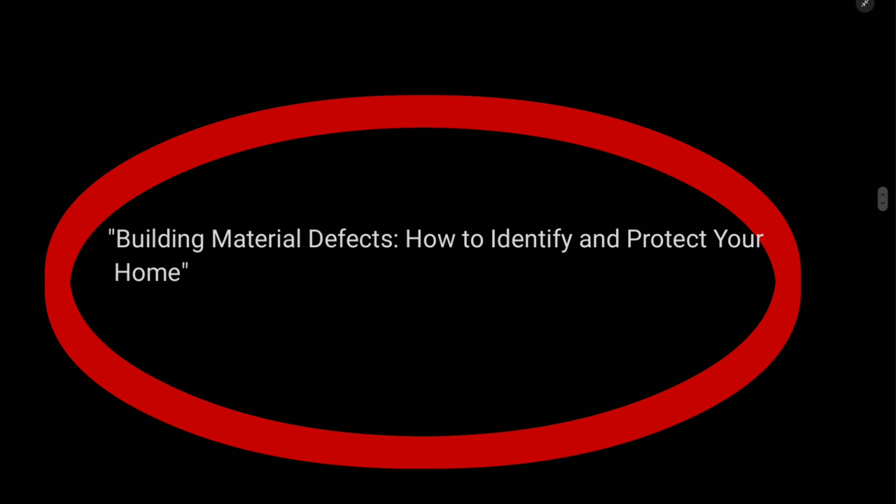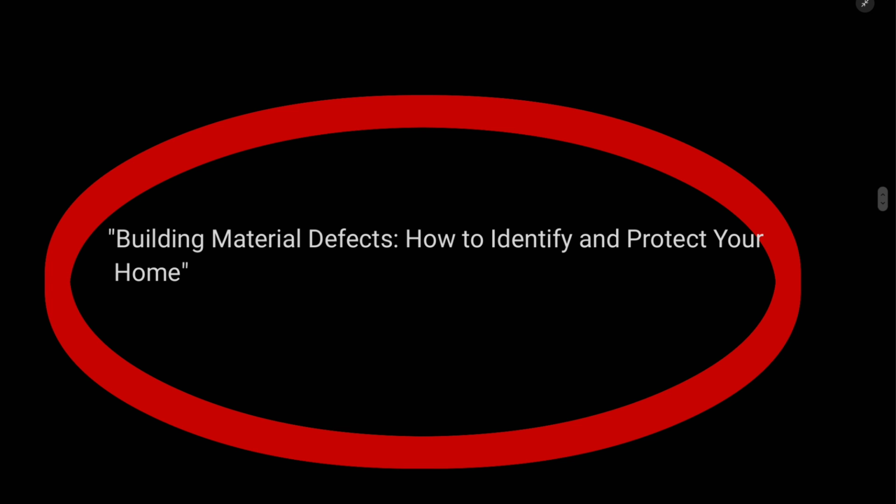Causes of building material defects. First is manufacturing defects. One of the main causes of building material defects is a faulty manufacturing process. Poor quality control, the use of substandard material or errors in the production process can lead to materials that fail permanently.